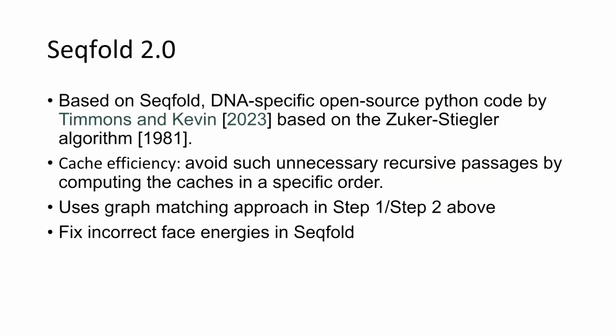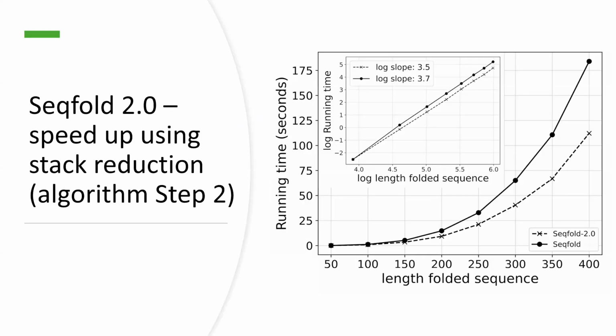So what we did was we wrote SecFold 2.0. Again, it's based on the original SecFold. It's currently DNA specific. That can be modified for RNA, and we are working on that. And it's based on the original superscript algorithm. We also did some hash efficiency upgrades to what was done in SecFold, like we eliminated some redundant computations, and we attached this graph matching approach. And there were some incorrect computations of phase energies in that code, so we fixed those up. And we got a pretty good reduction.